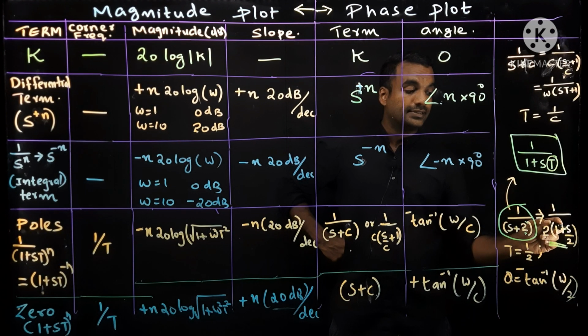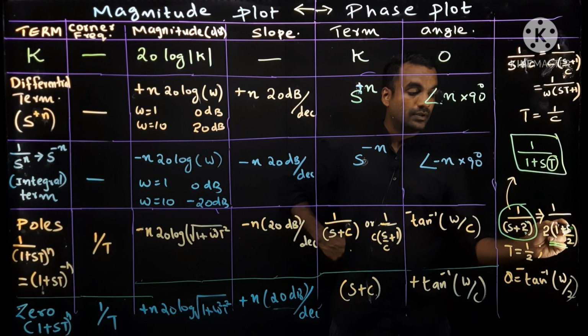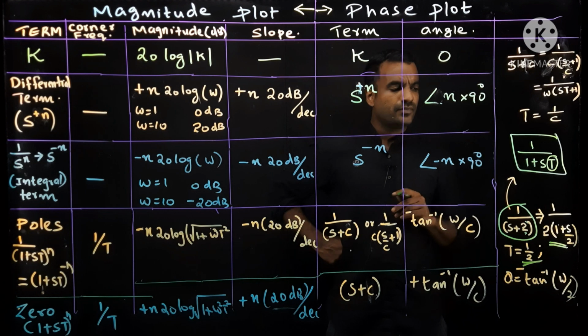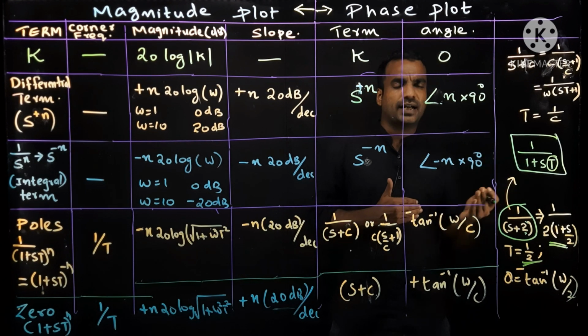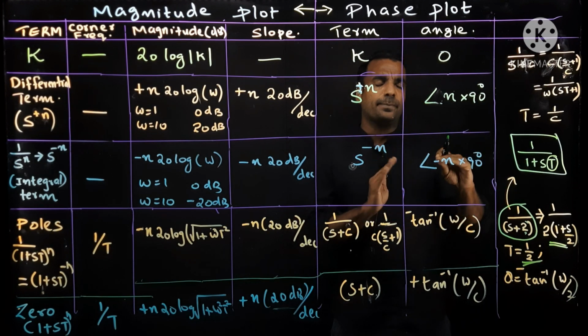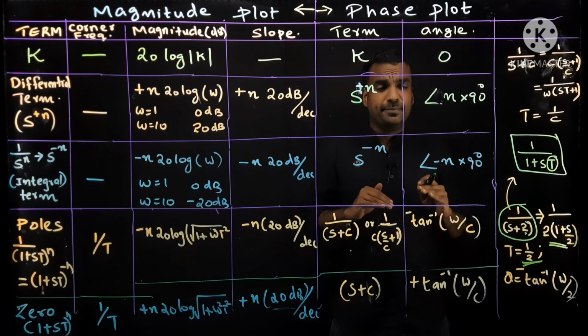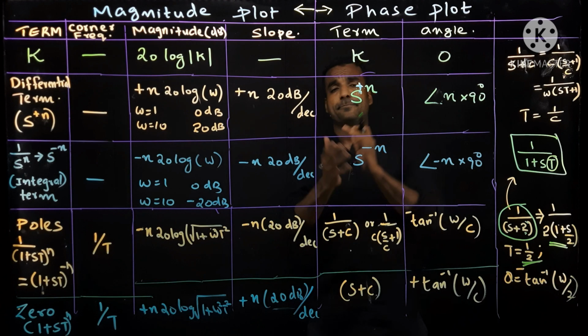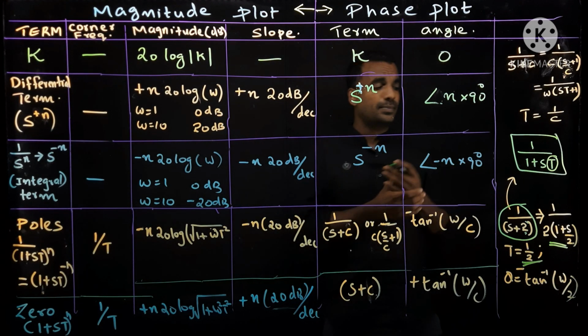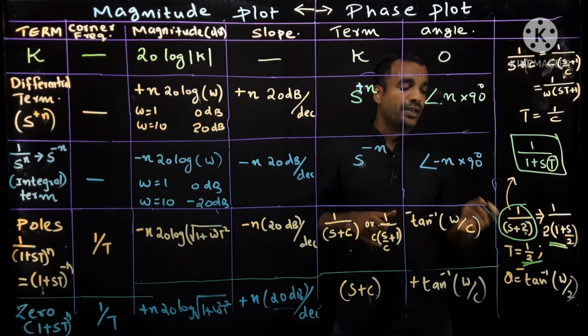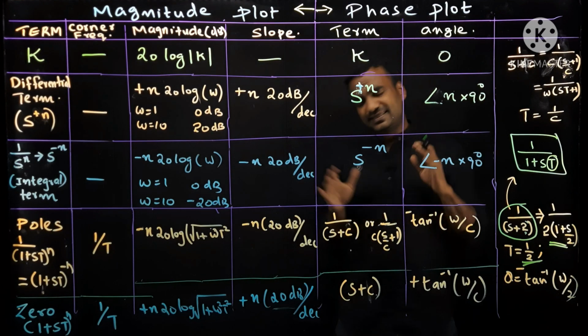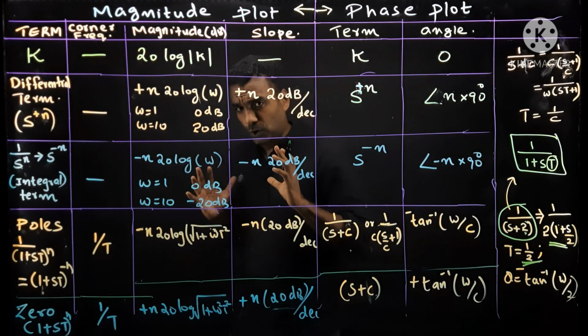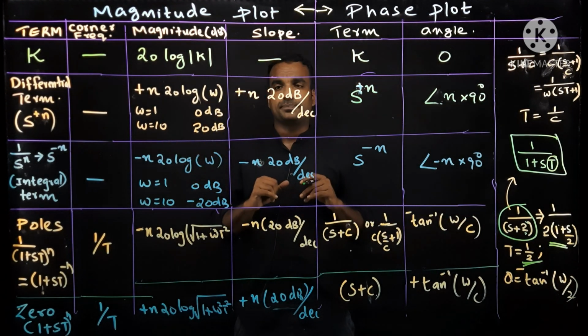So, here in this example, what is t? T is 1 by 2. Coefficient of s, t is 1 by 2. We have to make all the things into standard form, 1 plus st or 1 by 1 plus st form. At the same time, the residue you are taking outside will contribute k. So, in this example, k is equal to 0.5 and t is equal to 1 by 2. This is the method you have to follow while doing Bode plot.